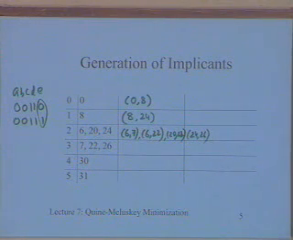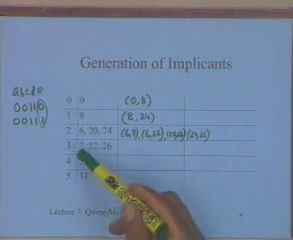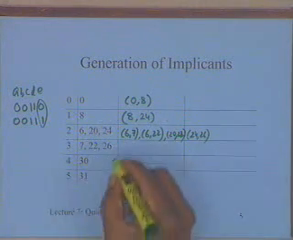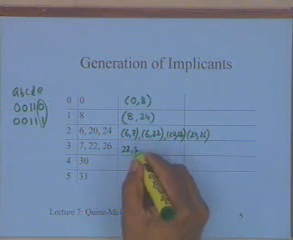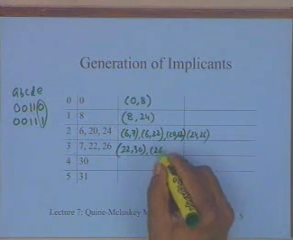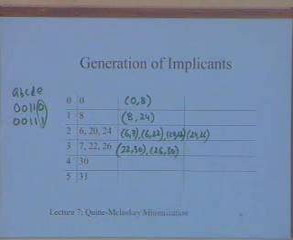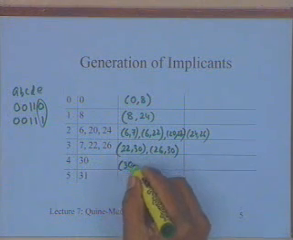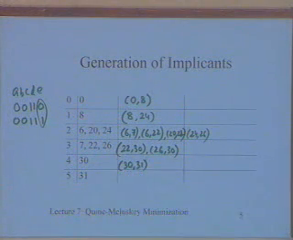So these are the combinations that are possible over here. What I am doing is generating all the implicants. Now let's look at this one. 7 and 30, they won't combine. 22 and 30 will combine. The difference is 8, and 26 and 30 will also combine. Now if I compare this, 30 and 30.